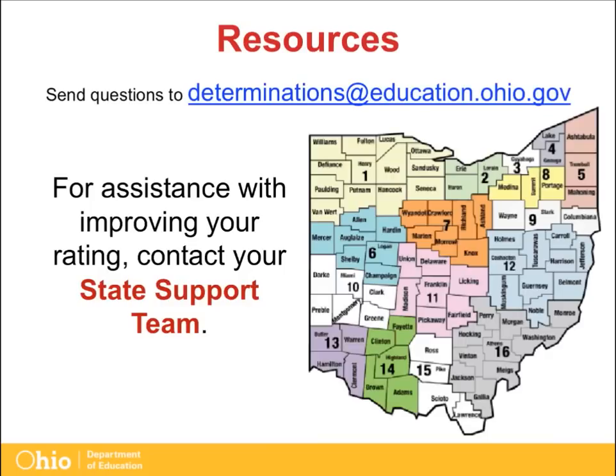If you have specific questions about your district's actual or projected rating, contact the Office for Exceptional Children at determinations@education.ohio.gov. For assistance with improving your rating, please contact your regional state support team.